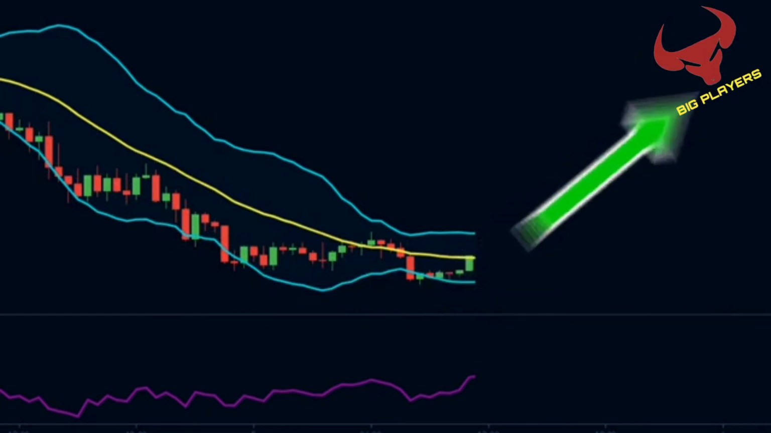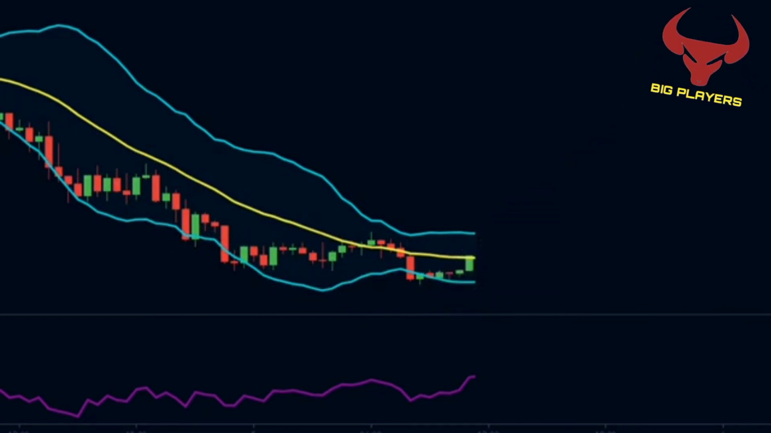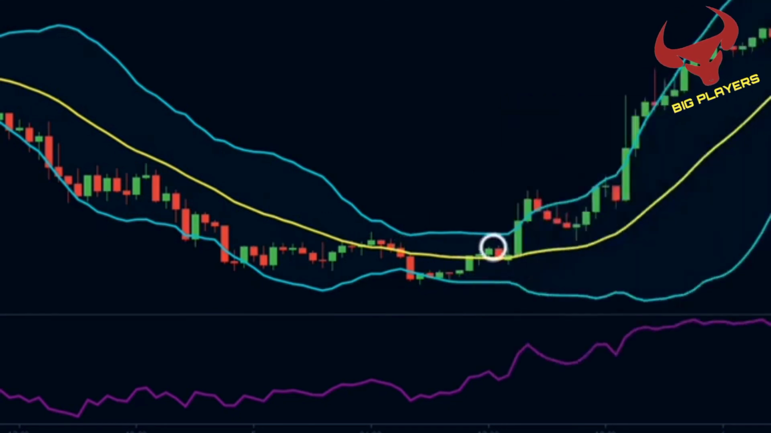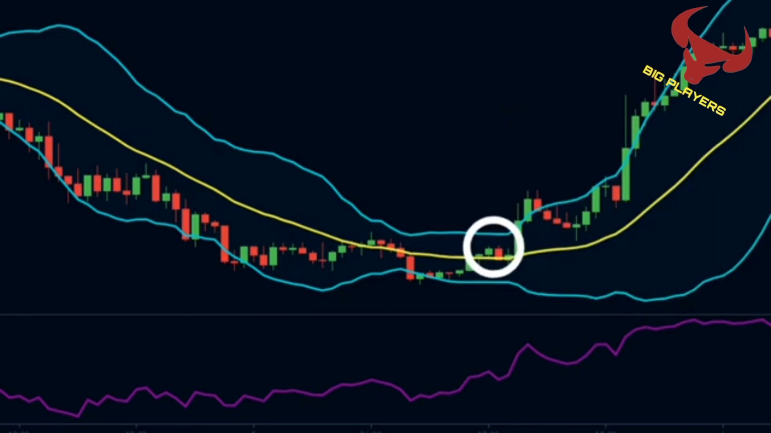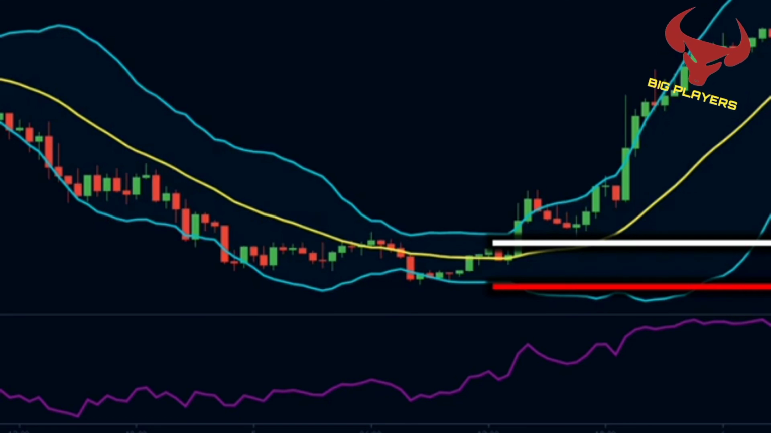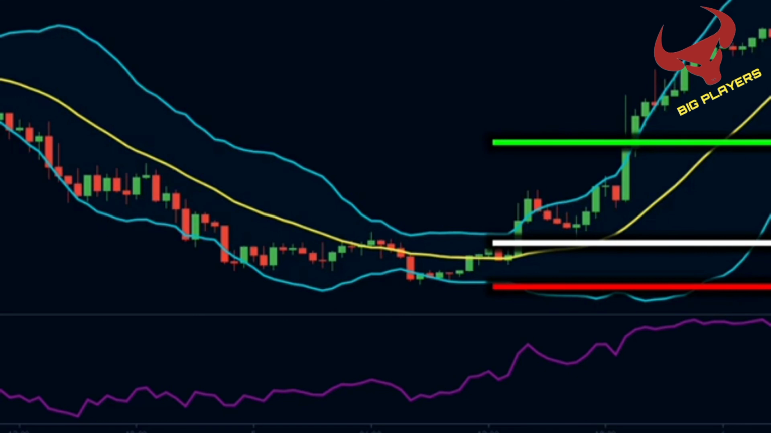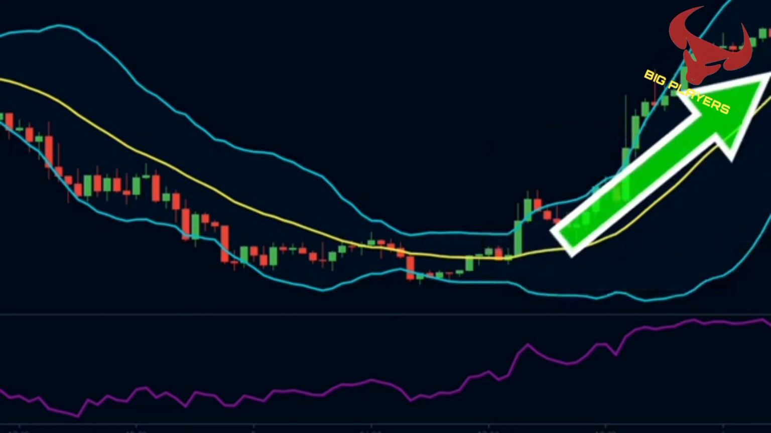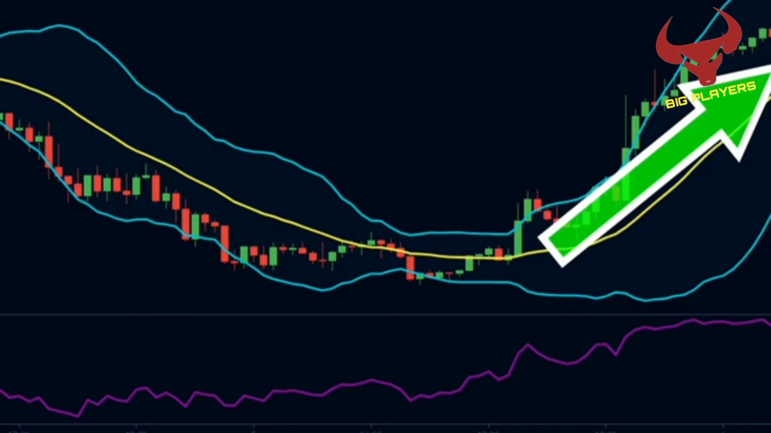But we will not buy just yet. We want the price to close above the middle Bollinger band. Here is our entry, as the price makes a strong close above the middle band. We enter at the close of this candle. We keep our stop loss below the lower band. And we will place our targets at 2:1 risk-reward ratio. The pair gave an 800 pip move after our entry.